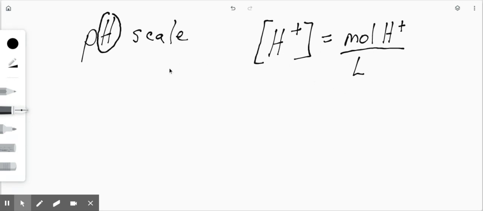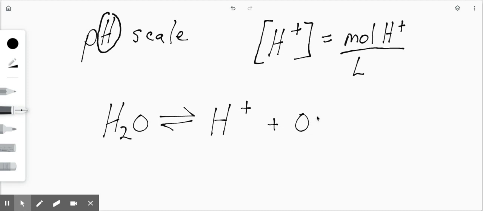Okay, so what's the deal with the P here? Why wouldn't we just call this the H plus scale? That would be so much easier than pH scale. Well, here's why. It has to do with something that happens in regular water at standard temperature and pressure. This is pretty cool. You remember this from previous lessons.